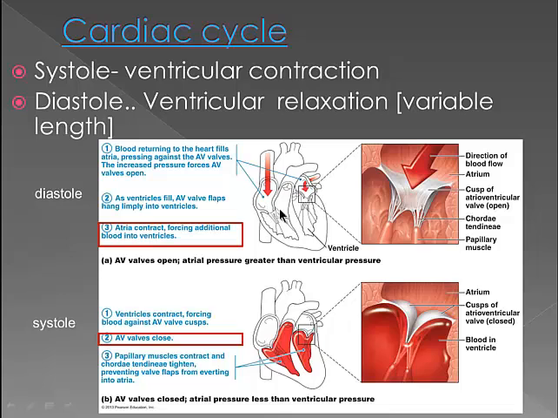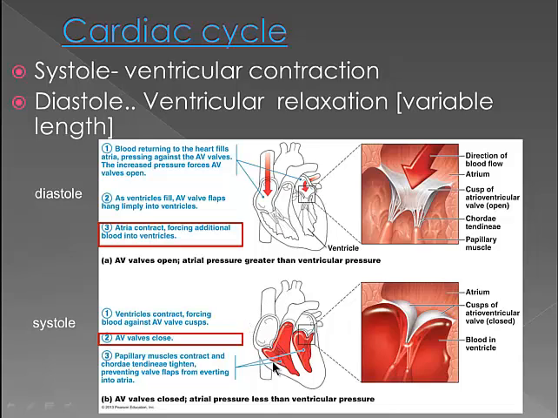Last, at the end of this portion, the atria, by gravity, have pushed most of the blood into the ventricles. Towards the end, the atria contract. Only about 25% of the blood going into the ventricles from the atria is by atrial contraction. Most of it is by gravity. So towards the end, the atria contract and push the remaining blood into the ventricles.